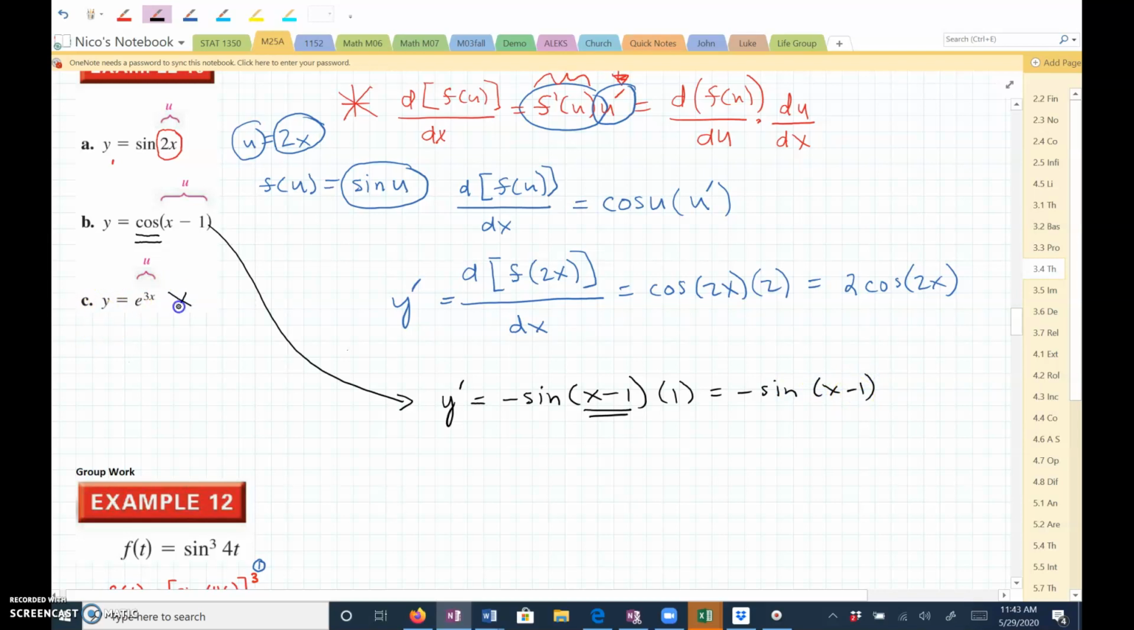Look at part C. Okay, so for this one, u is 3x. If we're going to do y prime, again, this is the chain rule. So first of all, you would take the derivative of e to the 3x, so that's going to be e to the 3x. And then you have to take the derivative of u, which is 3x. The derivative of 3x is 3. So y prime would be 3 times e to the 3x.